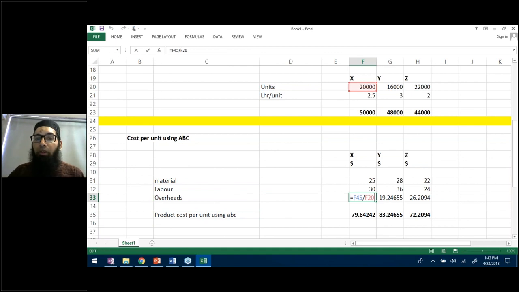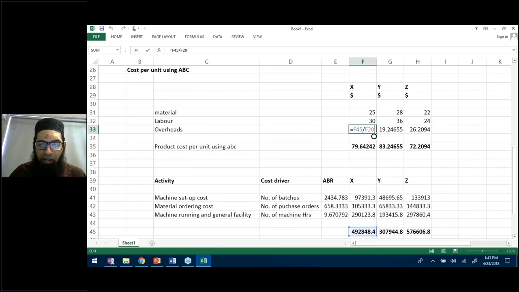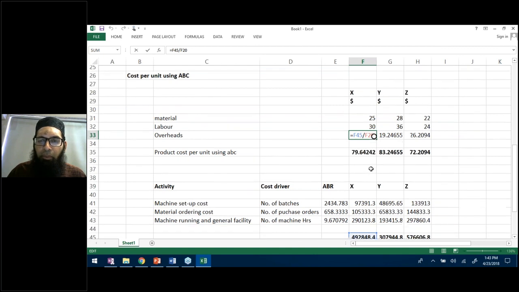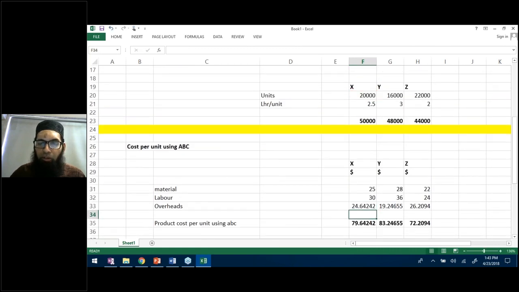To calculate the overheads per unit, the formula should be the total overheads divided by the number of units, right? So using the activity-based costing, I have determined the total overheads of product X as 49,492,848.4. This is the total overheads to be charged on product X using activity-based costing. I have then divided by the number of units, which is 20,000. Hence, the overhead per unit will be 2464242 for product X.